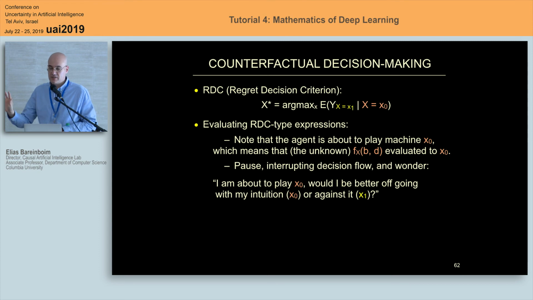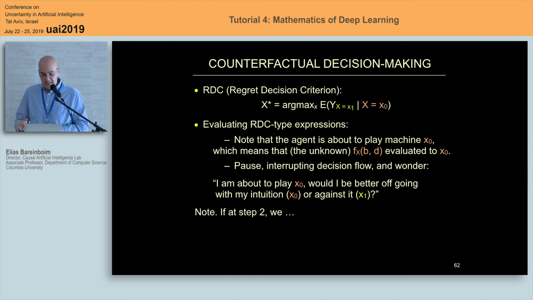Now, this suggestion. Let's pause, interrupt the decision flow, and wonder. I'm an agent, about to play X0. Would I be better off going on with my intuition, that is X0? This is what I want to do based on my drunkenness and whatever is in the environment that I don't even know. Or should I go against my intuition or my gut and play X1? This is the meaning of the counterfactual. This is a layer 3 quantity.